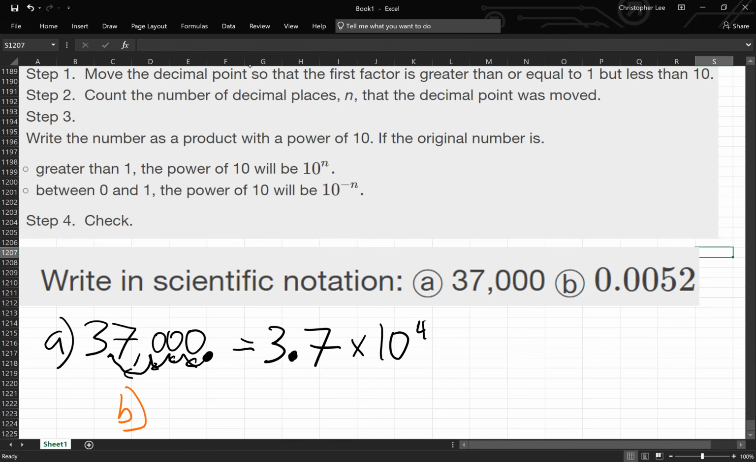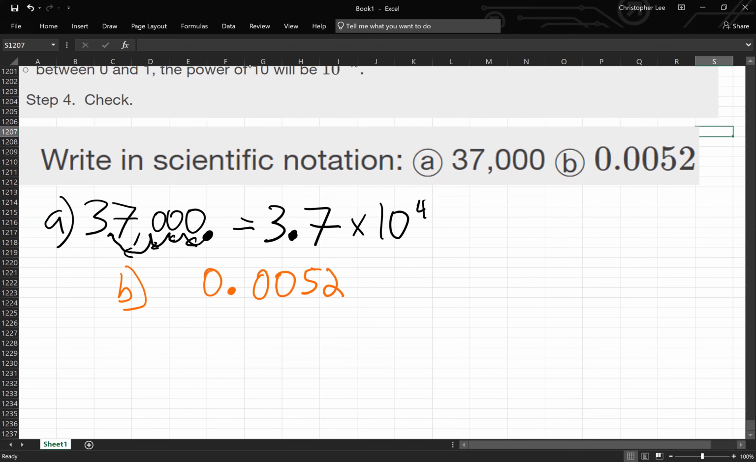A little bit different. I have 0.0052. Now, I want to move the decimal to a place where the first number before the decimal is in between 1 and 9. It could be 1, it could be up to 9. So I'm just going to move this over 1, 2, 3 spaces. So that's going to give me what? 5.2. I'm forgetting the rest of those zeros because they're not significant.